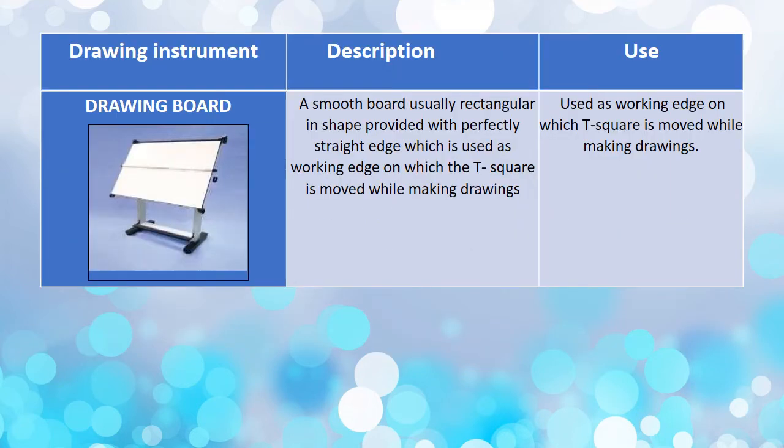Next we have the drawing board. The drawing board is a smooth board, usually rectangular in shape, provided with a perfectly straight edge, which is used as the working edge on which the T-square is moved while making drawings.